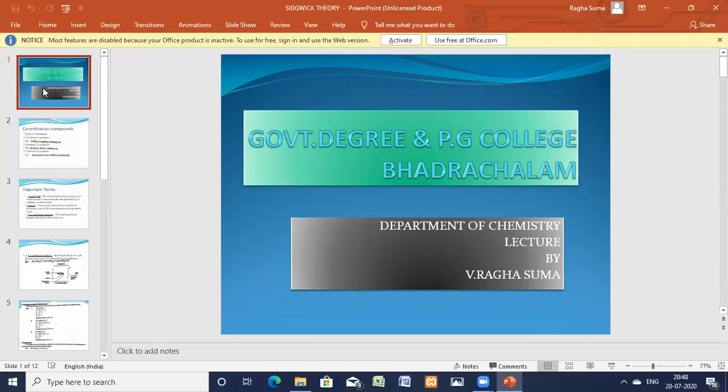So for the bonding of the coordination compounds, you have 5 theories. In these 5 theories, the first one is the Alfred Werner theory, which I've given you, along with its limitations. Now the Sidgwick theory. Next class we'll see the valence bond theory, thereafter the crystal field theory, ligand field theory, and the molecular orbital theory. For our UG session, Werner theory, valence bond theory, and crystal field theory.